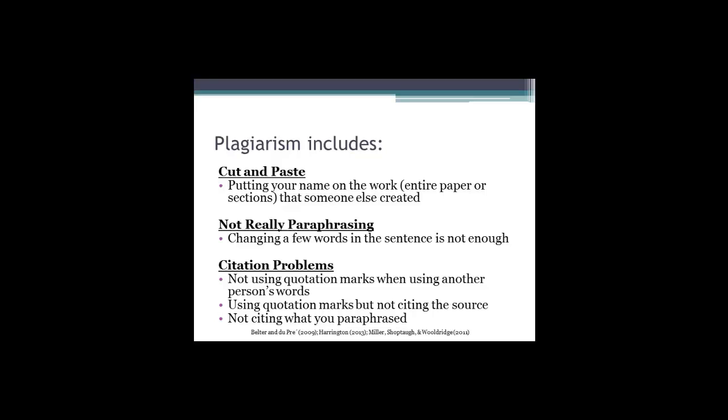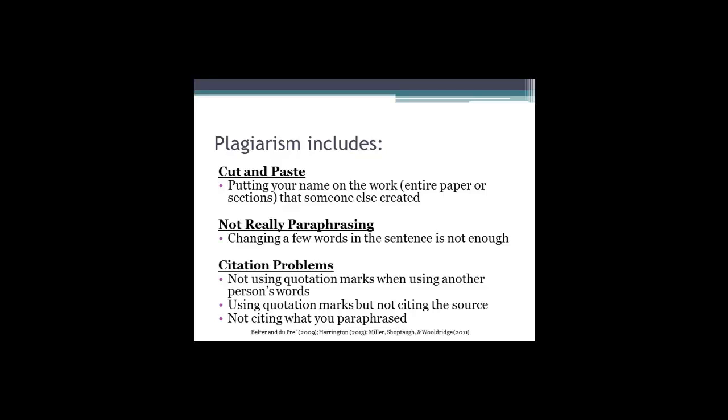So here are some different types of plagiarism. Probably the most classic type is the cut and paste method. This is where you put your name on the work that someone else created. It could be that you took an entire paper from someone else or sections of that paper. Perhaps you took that from someone else who did another paper for college, or maybe you took it off of the internet. It doesn't really matter where it came from. The idea here is that you took the work of someone else, inserted it into your paper, and put your name on that academic product, when it was not your work.